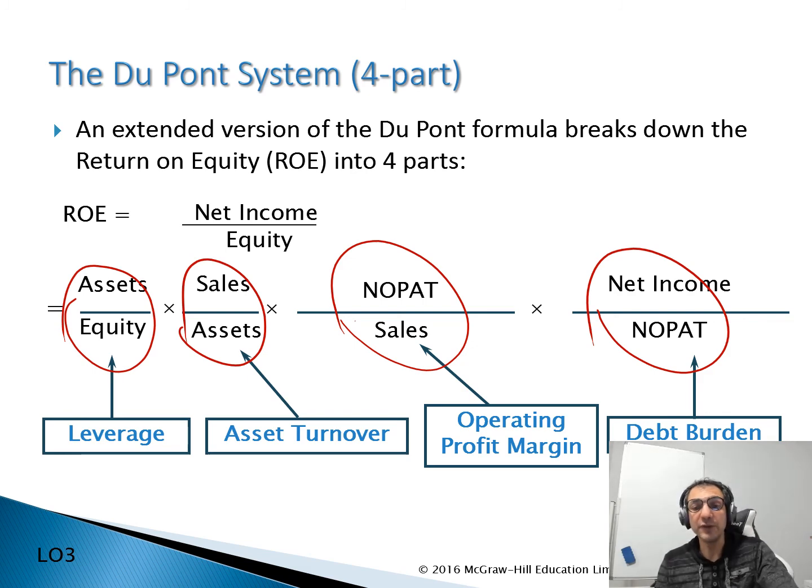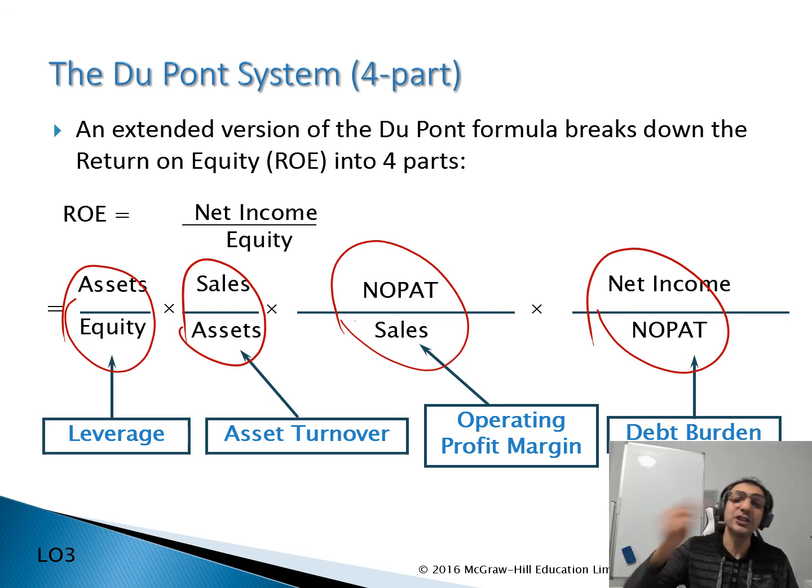So what's the difference between net income and NOPAT? In NOPAT, or net operating profit after tax, you haven't subtracted the interest yet. So the interest is not there. Net income is after deducting the interest. In other words, you want to see how much interest actually you have in your income statement and what is the impact of that interest on your net income. So net income to NOPAT is measuring the impact of interest on your net income.